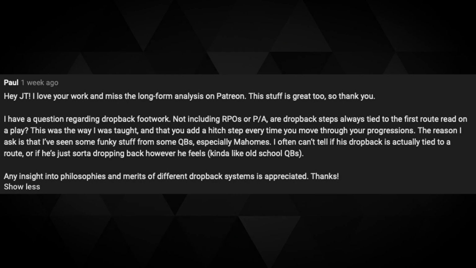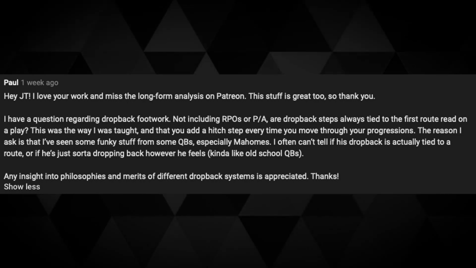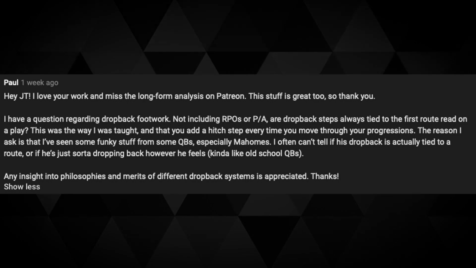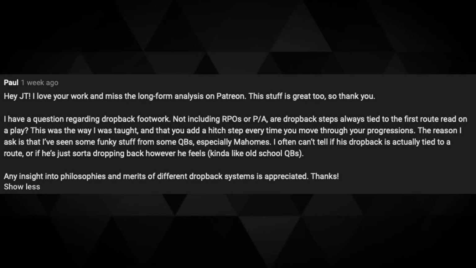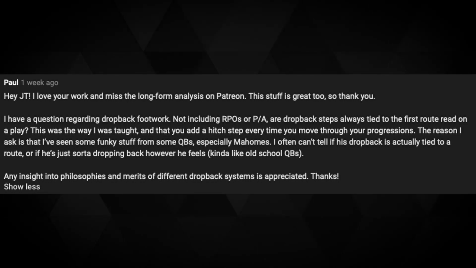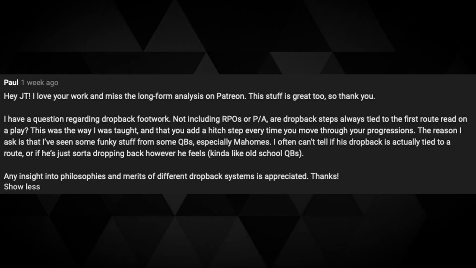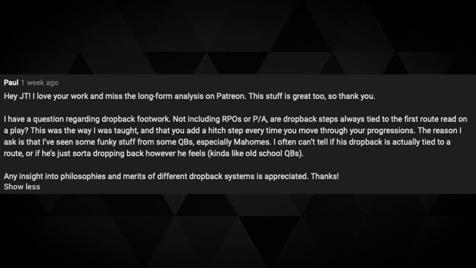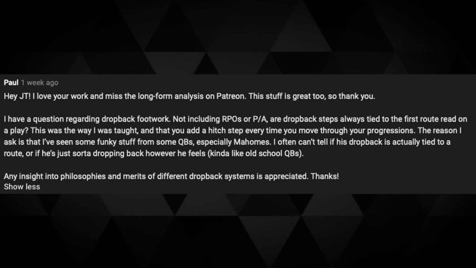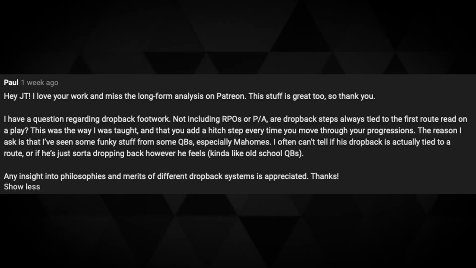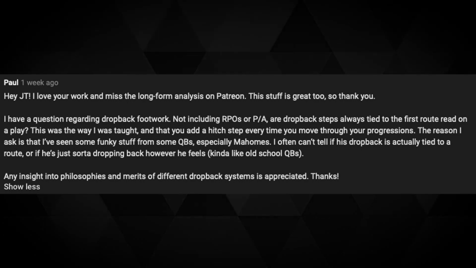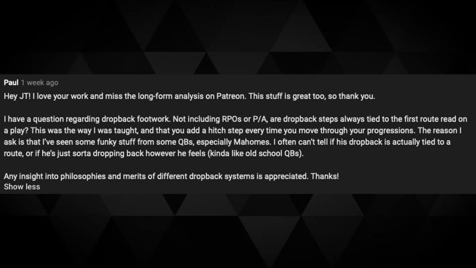I have a question regarding drop back footwork, not including RPOs or play action. Are drop back steps always tied to the first route read on a play? This was the way I was taught, and that you add a hitch every time you move through your progressions. The reason I ask is that I've seen some funky stuff from some QBs, especially Mahomes. I often can't tell if his drop back is actually tied to a route or he's just sort of dropping back however he feels, kind of like old school QBs. Any insight into philosophies and merits of different drop back systems is appreciated.